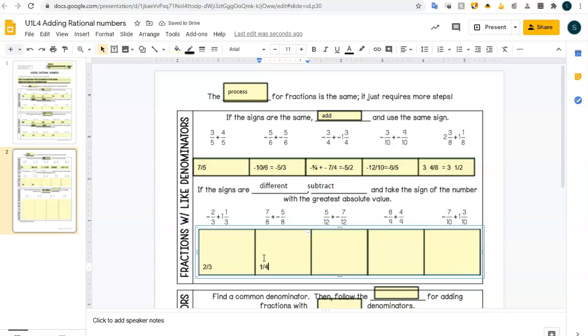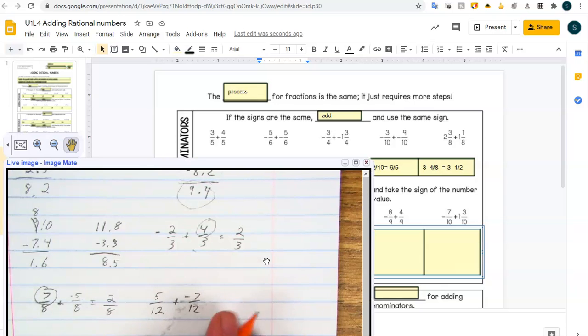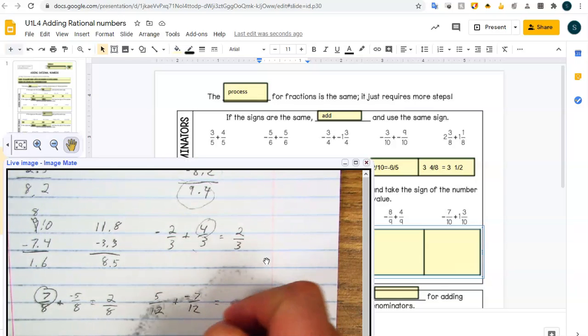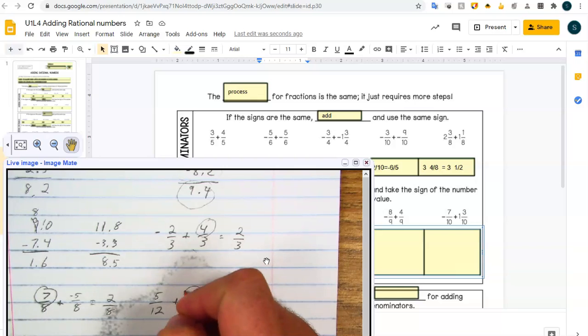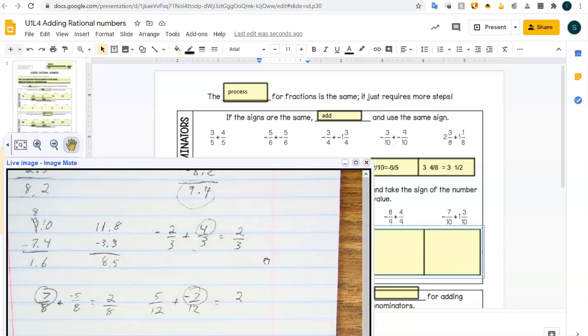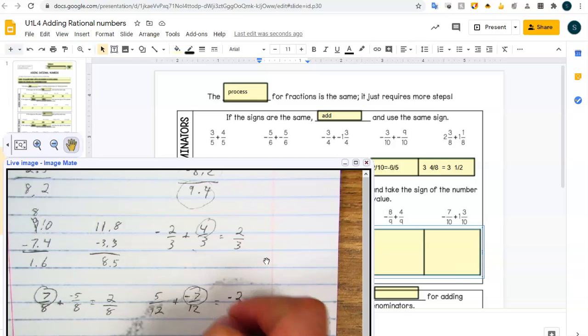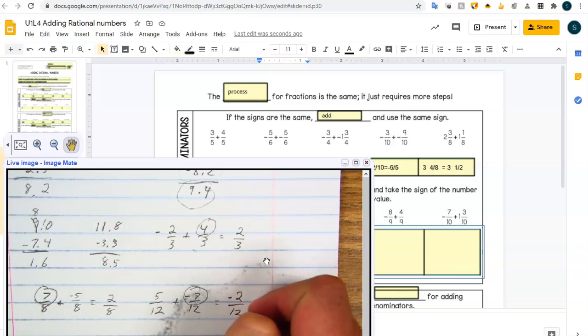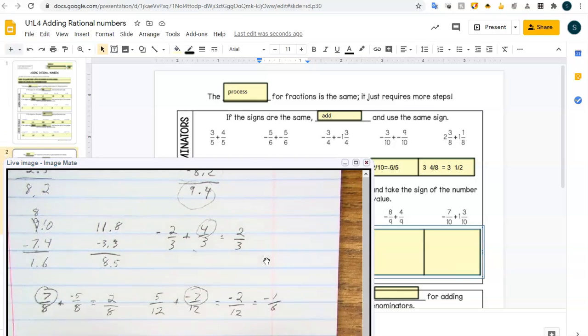Then we've got 5/12 plus a negative 7/12. They're opposite, so we're going to subtract. 7 minus 5 is 2. But this term is the one further from 0, so that's going to determine our sign. So we get negative 2 over 12, which is negative 1/6.